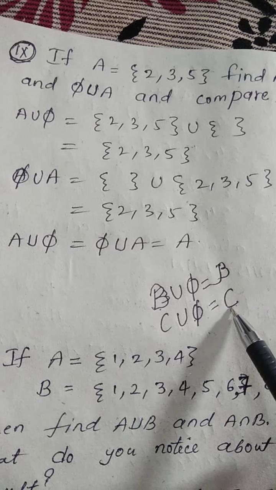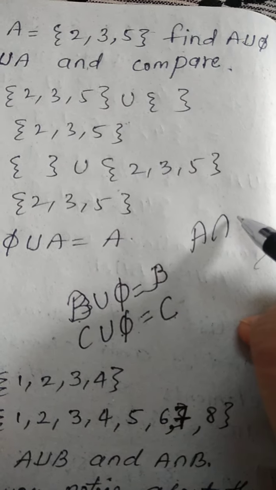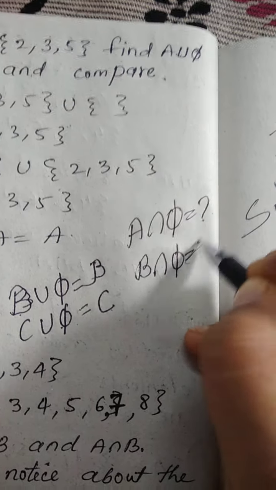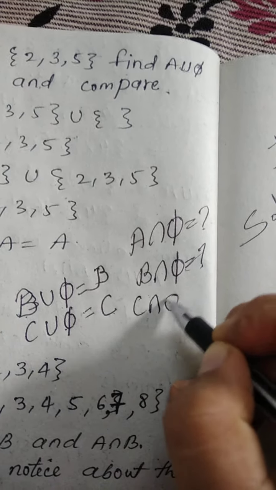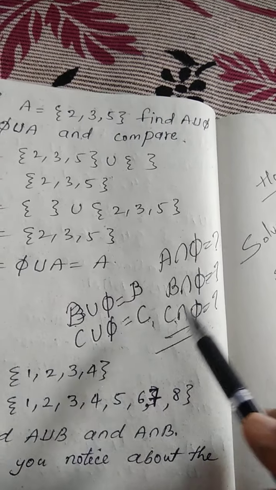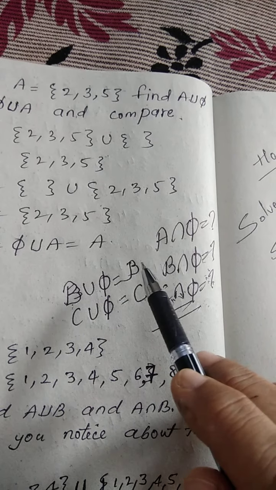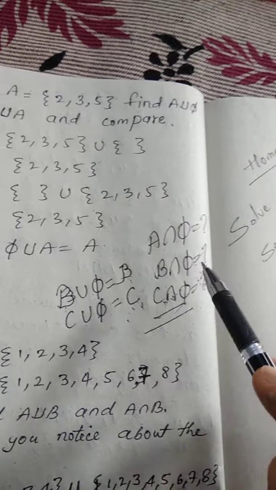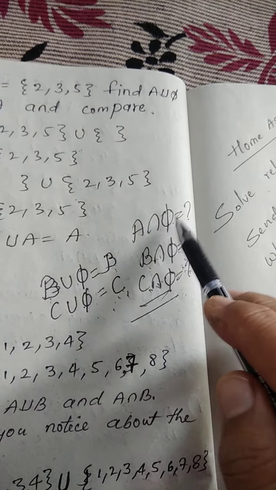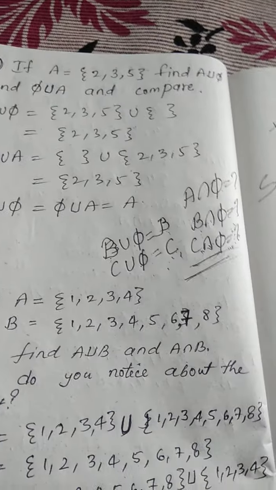you get the same set. What will we get if we find the intersection? A intersection phi, B intersection phi, C intersection phi. Tell me, this question I am posing to you. When we are finding union, we are getting the same set. If we find intersection, intersection means common elements. What will be the intersection of A and the empty set? Give me this answer on WhatsApp. This is your home assignment.